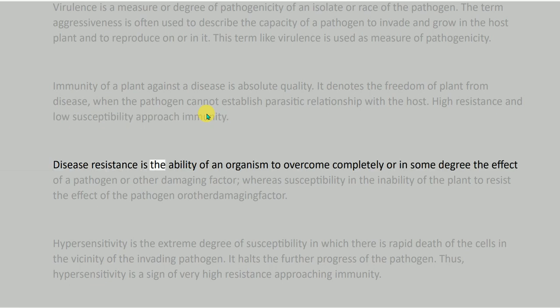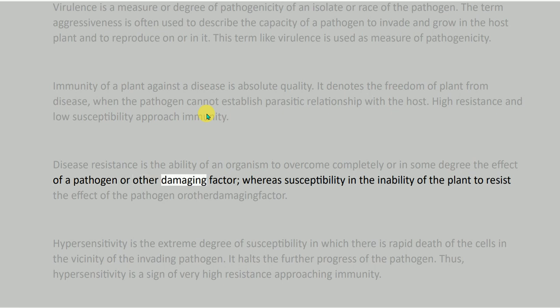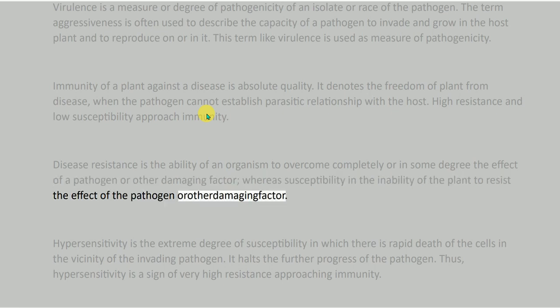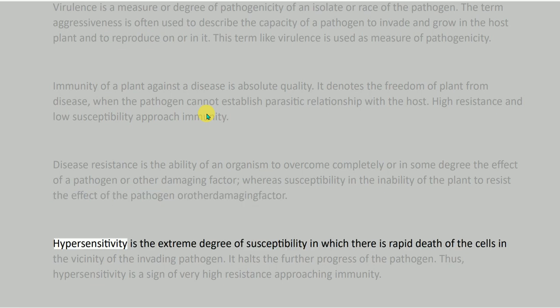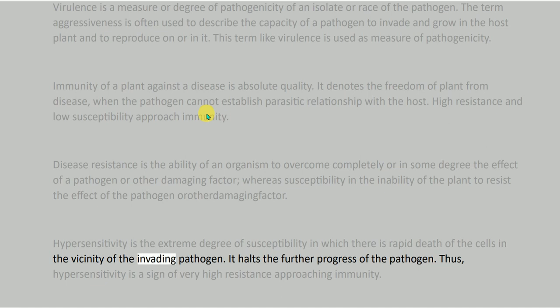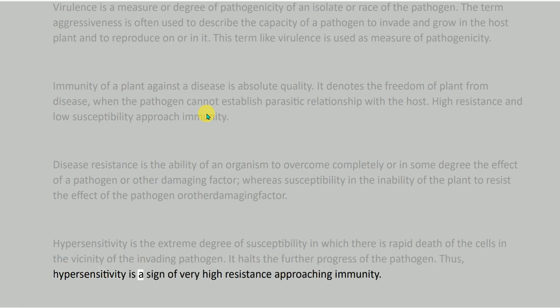Disease resistance is the ability of an organism to overcome completely or in some degree the effect of a pathogen or other damaging factor, whereas susceptibility is the inability of the plant to resist the effect of the pathogen or other damaging factor. Hypersensitivity is the extreme degree of susceptibility in which there is rapid death of the cells in the vicinity of the invading pathogen. It halts the further progress of the pathogen. Thus, hypersensitivity is a sign of very high resistance approaching immunity.